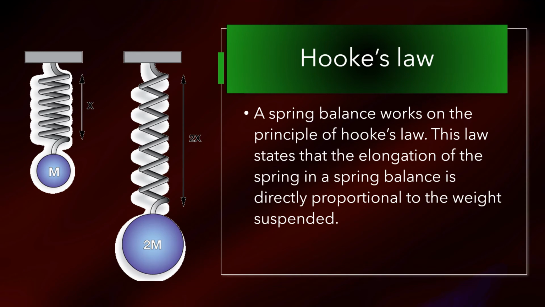So these spring forces work on the principle of Hooke's law. This law states that the elongation of the spring in a spring balance is directly proportional to the weight suspended from it. Here we can see a spring with a mass of m, and when we double that m, we see that the elongation of the spring also increases. Hence, the length of the spring is directly proportional to the mass. The greater the mass, the greater the elongation.